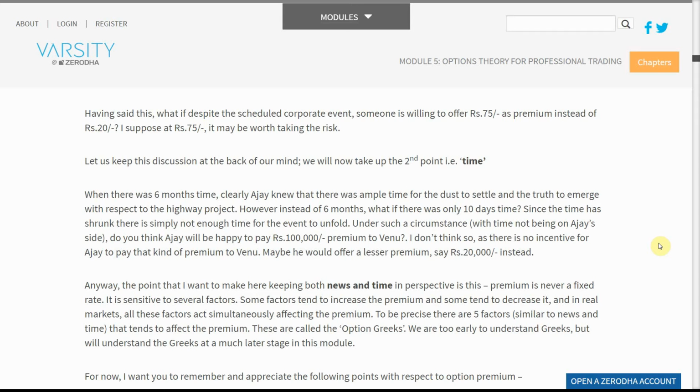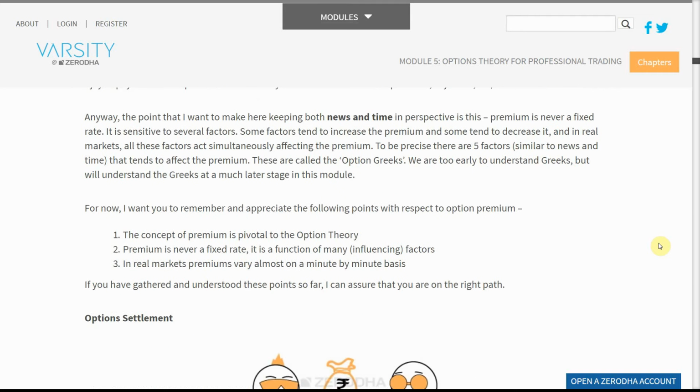Anyway, the point that I want to make here, keeping both news and time in perspective, is this: premium is never a fixed rate. It is sensitive to several factors. Some factors tend to increase the premium and some tend to decrease it. And in real markets, all these factors act simultaneously affecting the premium. To be precise, there are 5 factors, similar to news and time, that tend to affect the premium. These are called the option Greeks. We are too early to understand Greeks, but we'll understand the Greeks at a much later stage in this module.